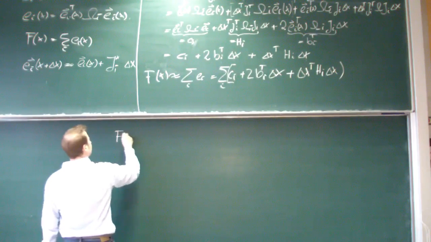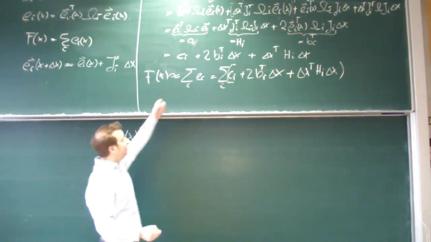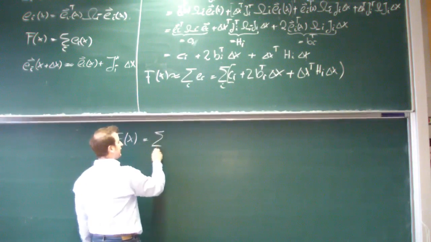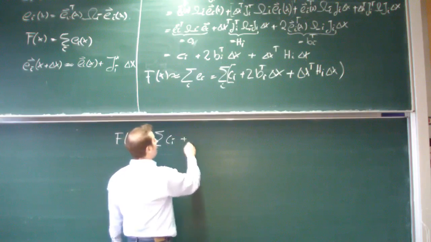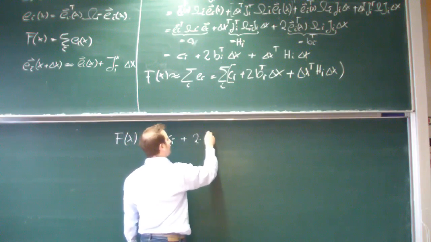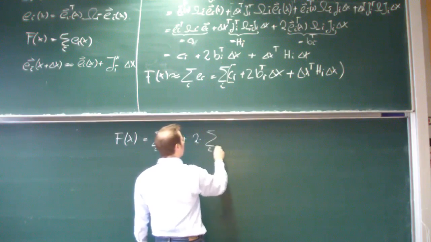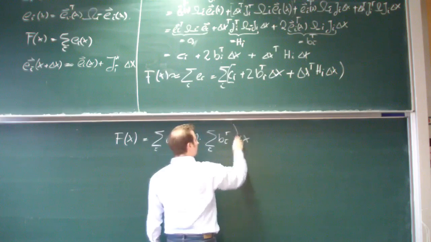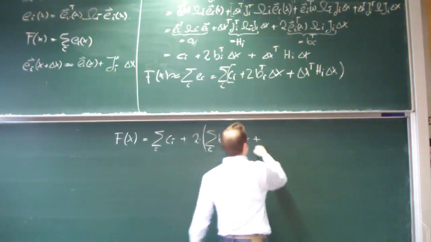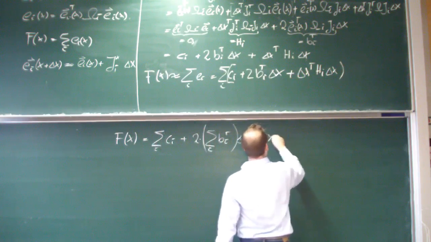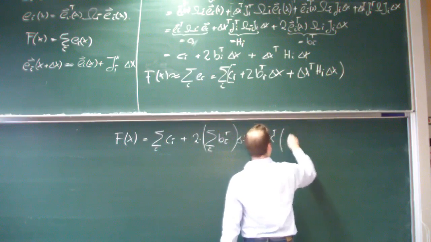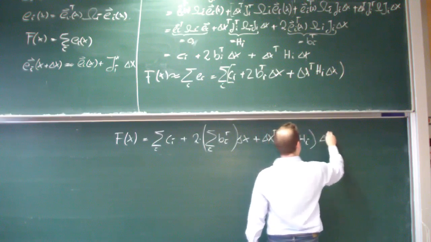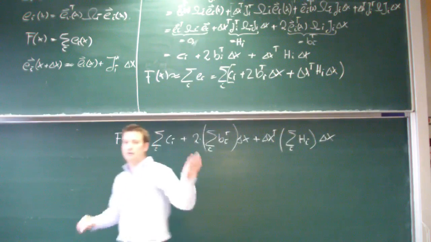Okay, so I can continue by just rewriting this term a little bit, moving the sum into the individual terms. I can write that as the sum over the Ci's plus 2 times the sum over bi transpose times delta x plus delta x transpose times the sum over the Hi's times delta x. Kind of clear?